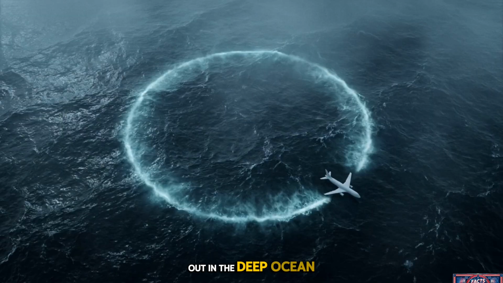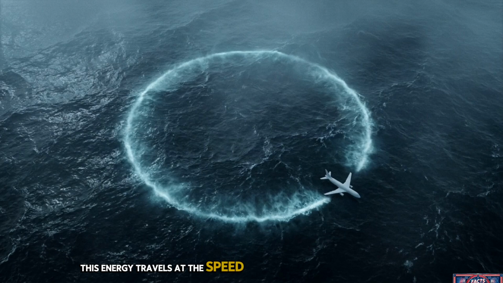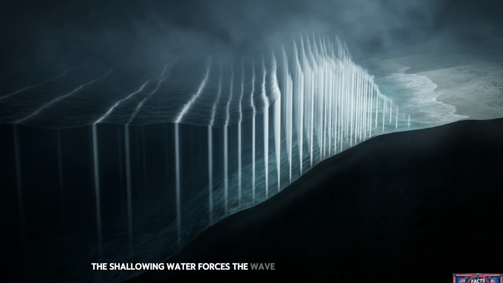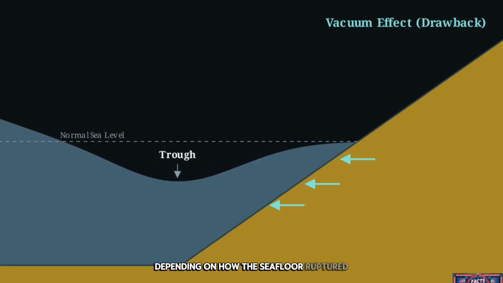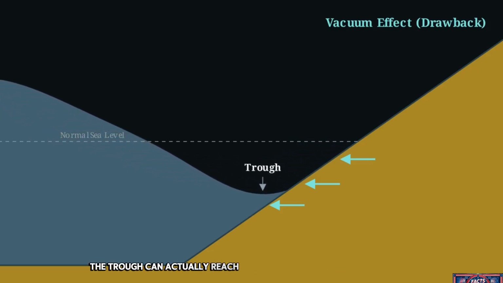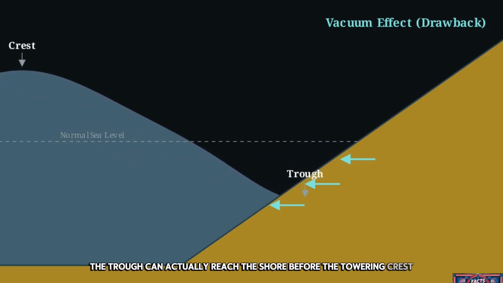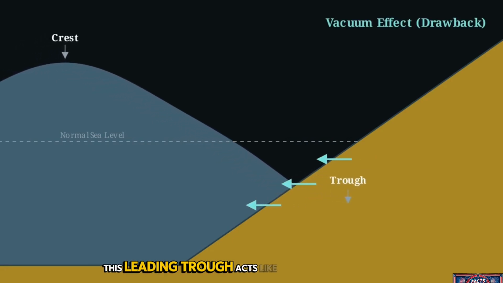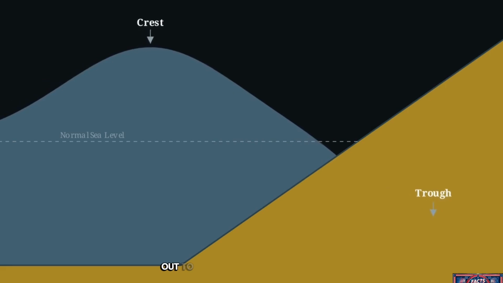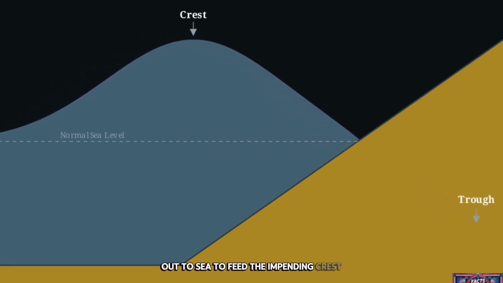Out in the deep ocean, this energy travels at the speed of a commercial jetliner, but as it approaches a sloped coastline, the shallowing water forces the wave to compress and slow down. Depending on how the seafloor ruptured, the deep low point of the wave, the trough, can actually reach the shore before the towering crest. This leading trough acts like a massive vacuum, violently pulling the coastal water backward out to sea to feed the impending crest.